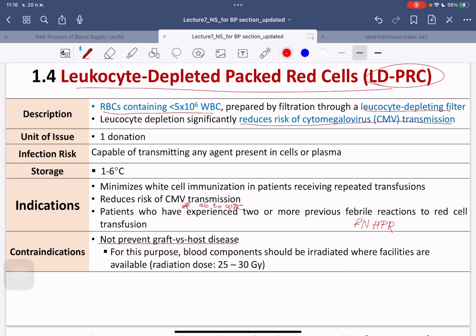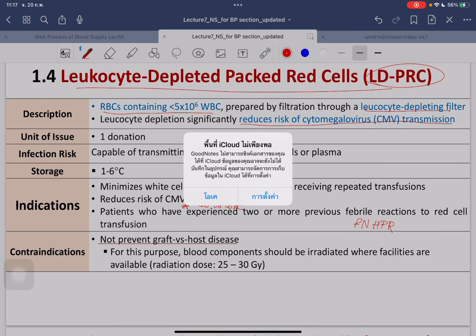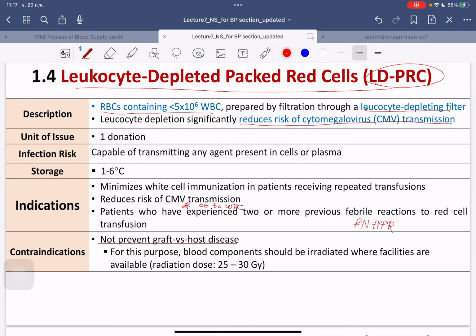By the way, do you know graft-versus-host disease? It occurs from which type of white blood cells? T cells, right? Yes. So using LDPRC cannot prevent graft-versus-host disease. If you want to prevent graft-versus-host disease, you should give radiation to the blood component to destroy the DNA of white blood cells, and I will explain later.